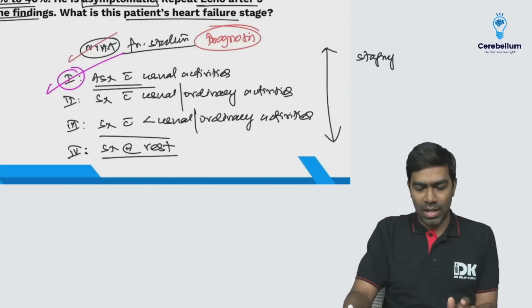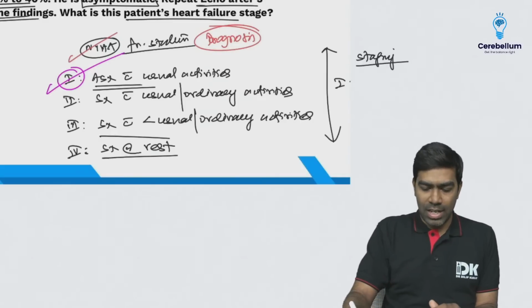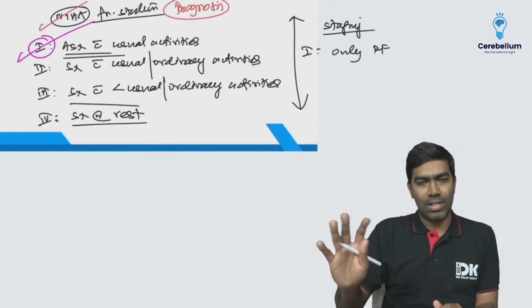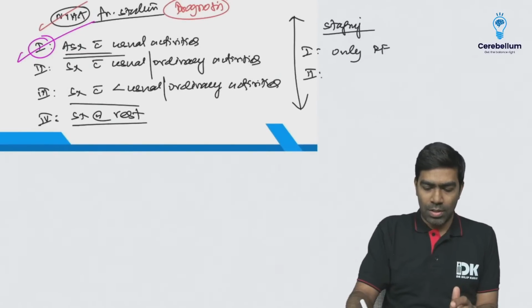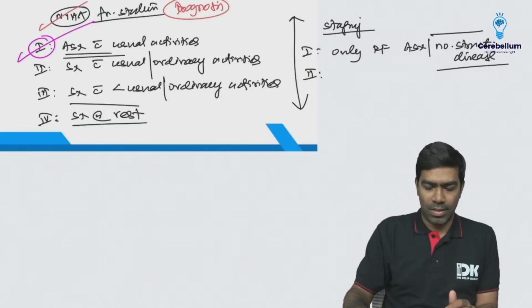What about ACC/AHA staging? Heart failure staging is different. In stage 1, the patient will have only risk factors. The patient is not having structural heart disease, and is not having any symptoms also. Asymptomatic, and not having any structural disease in the heart. Echo is normal. Imaging will be normal.